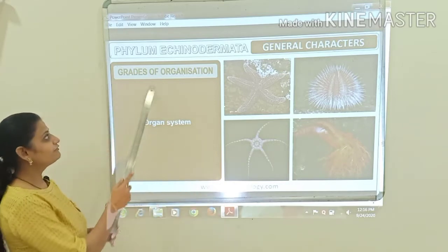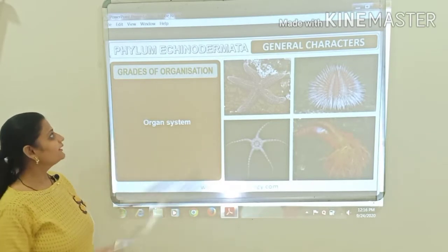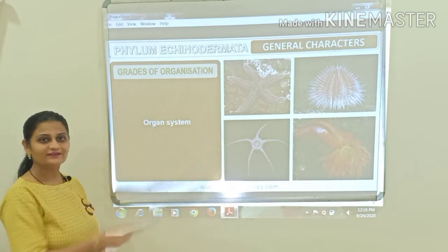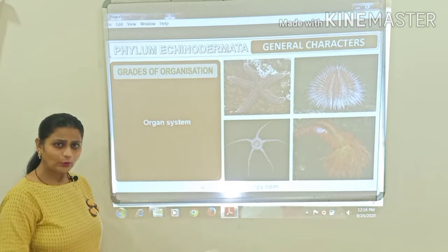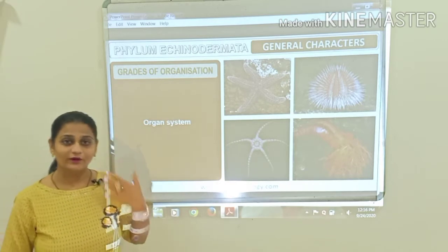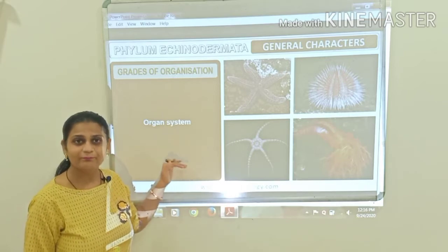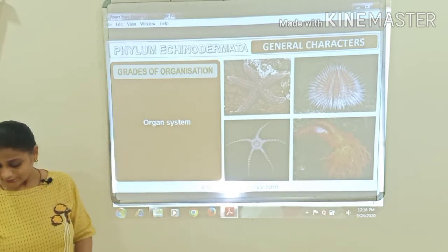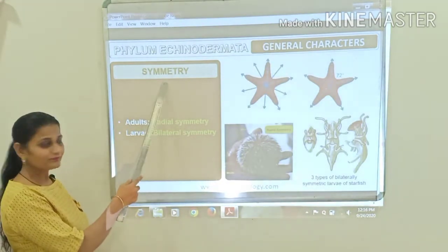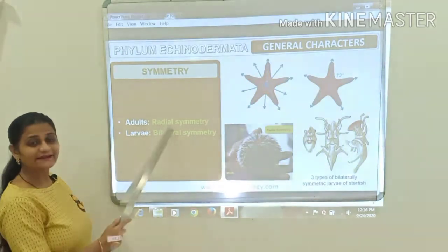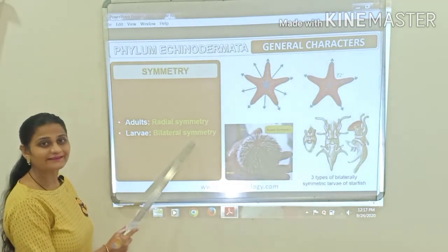Okay, so the first general character of the phylum Echinodermata is the grade of organization, that is level of organization, which is organ system. That means in the organisms belonging to phylum Echinodermata, organ systems are present. Clear? Then the second character is the symmetry. In adults, the radial symmetry is there, whereas in larval stages, the bilateral symmetry is there.